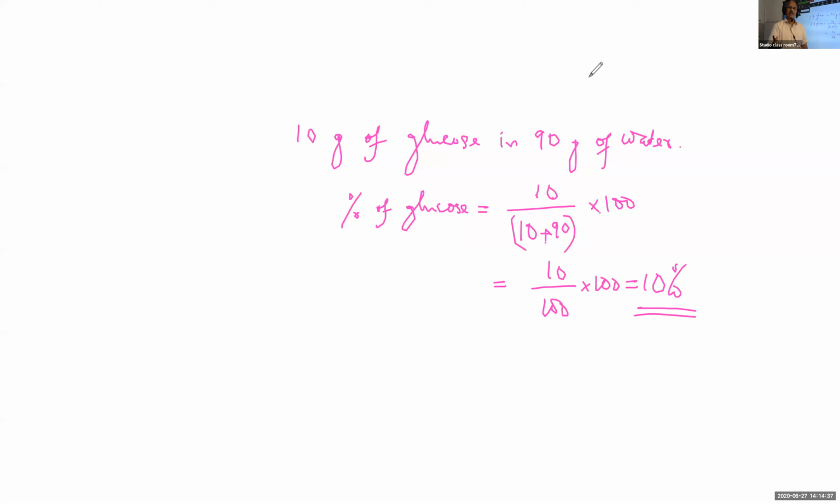Then the mass percentage of the solvent, if it is asked, is equal to mass of the solvent, 90, by mass of the solution, 10 plus 90, into 100. That will be equal to 90%. So we can express the concentration of a solution in terms of the mass percentage: mass of the solute by mass of the solution into 100.